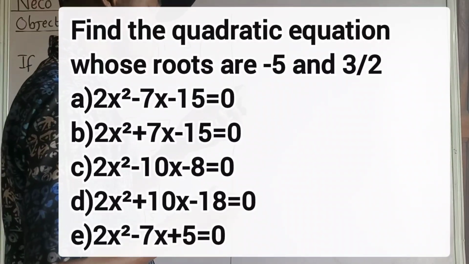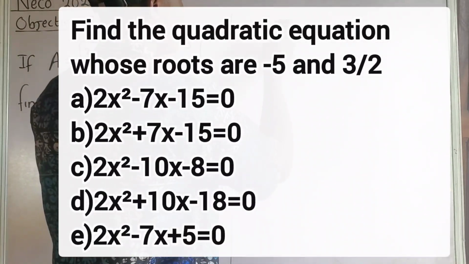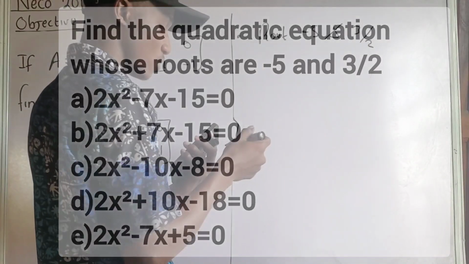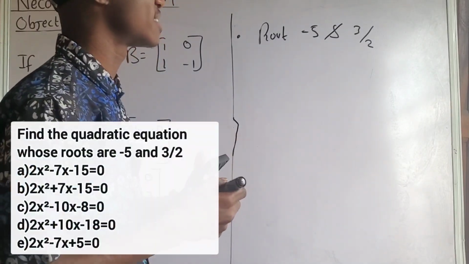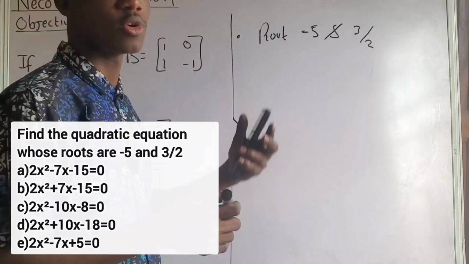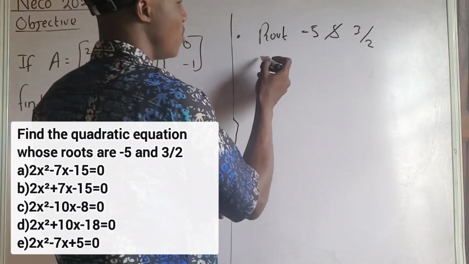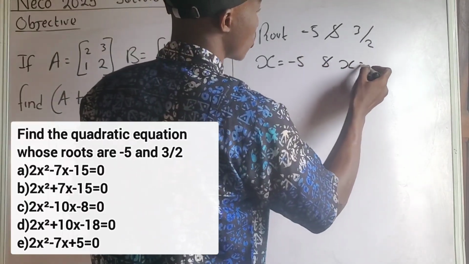Now let's look at question number 19. Find the quadratic equation whose roots are minus 5 and 3 over 2. The roots are given as minus 5 and 3 over 2. Now, to get the quadratic equation whose roots are this, let us equate a variable equal to both roots. You understand? Let's use x as the variable. Let x equal negative 5 and x equal to what?